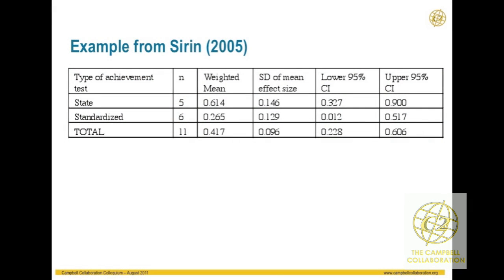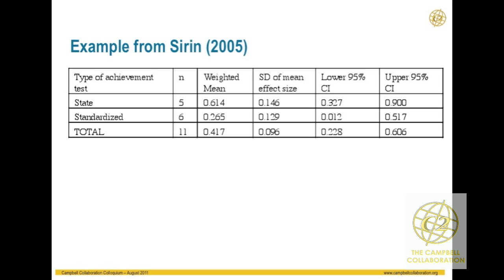In this particular little moderator analysis, I was comparing the relationship between all types of SES measures and achievement by separating out the studies by whether or not the academic achievement measure used was a state test. So a test developed by a state, like I know Massachusetts has one, Michigan has one. They have their own state tests, or whether it was some standardized test like the SAT or the ACT.